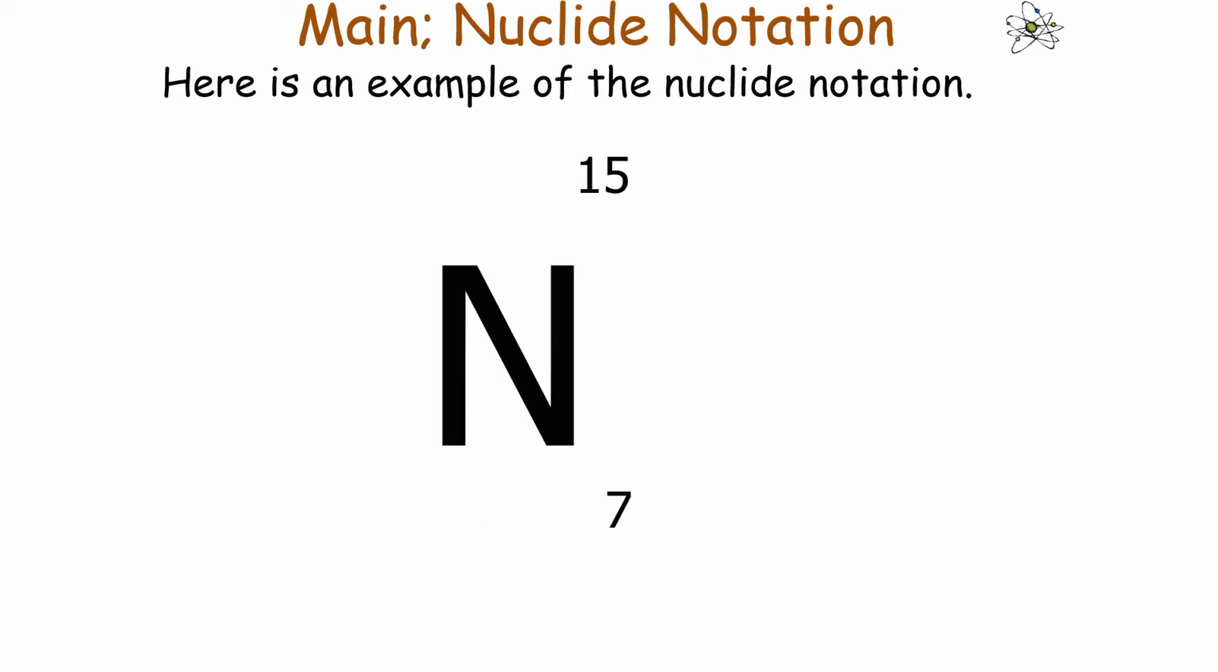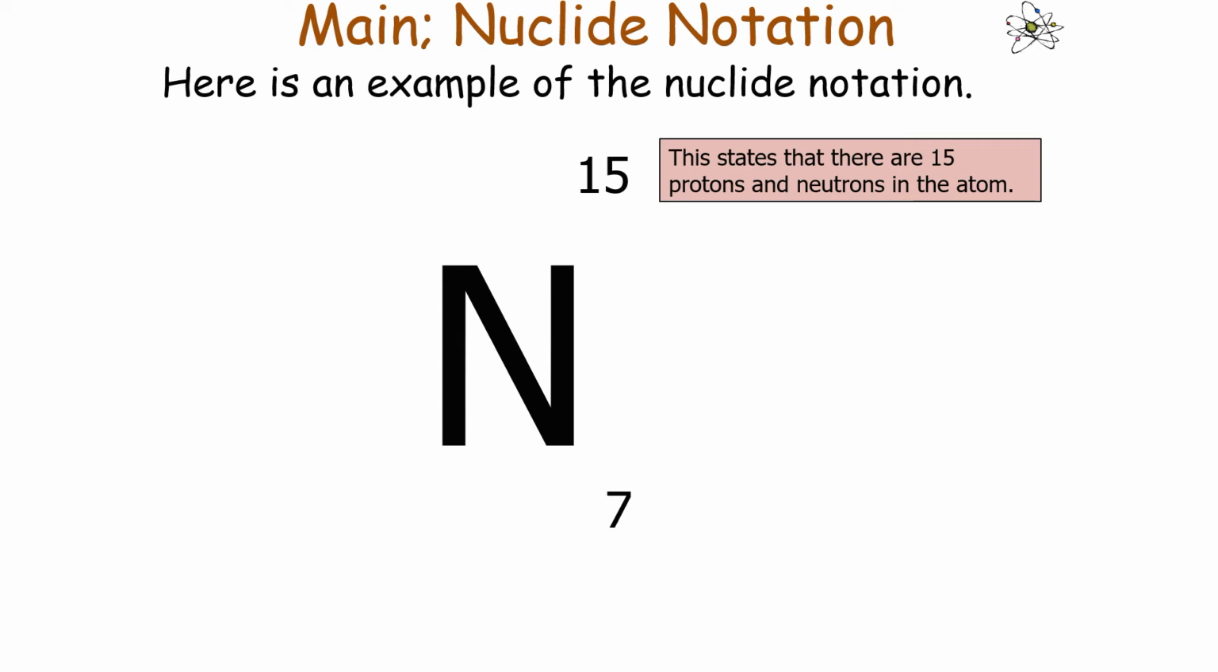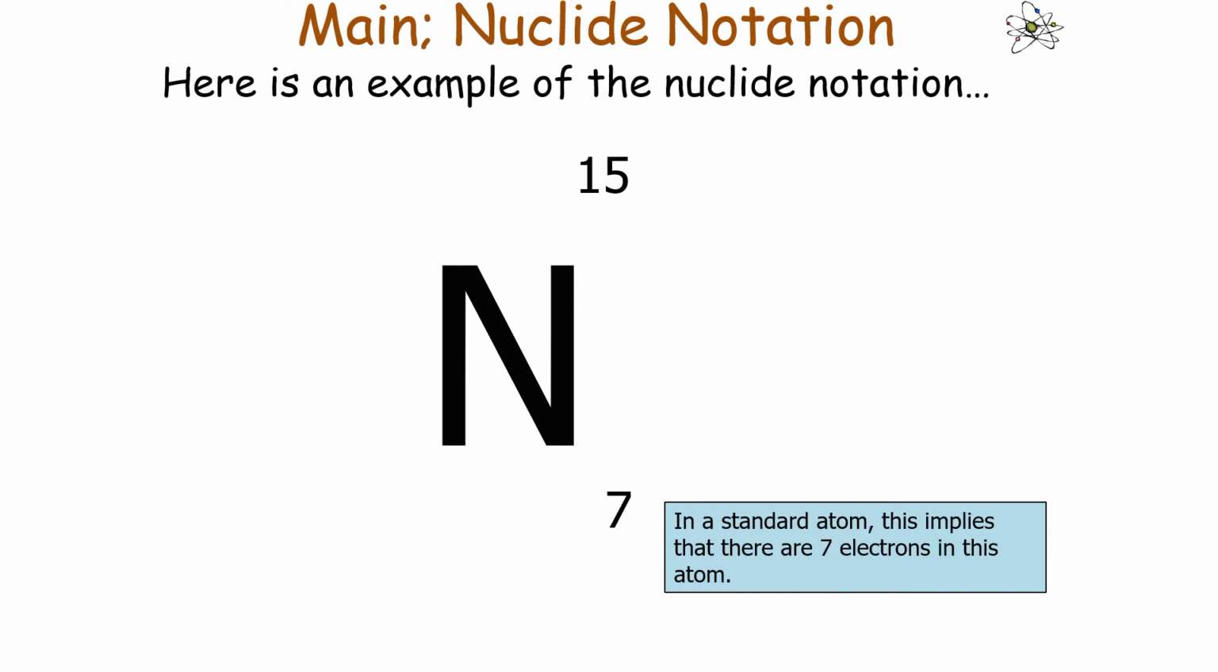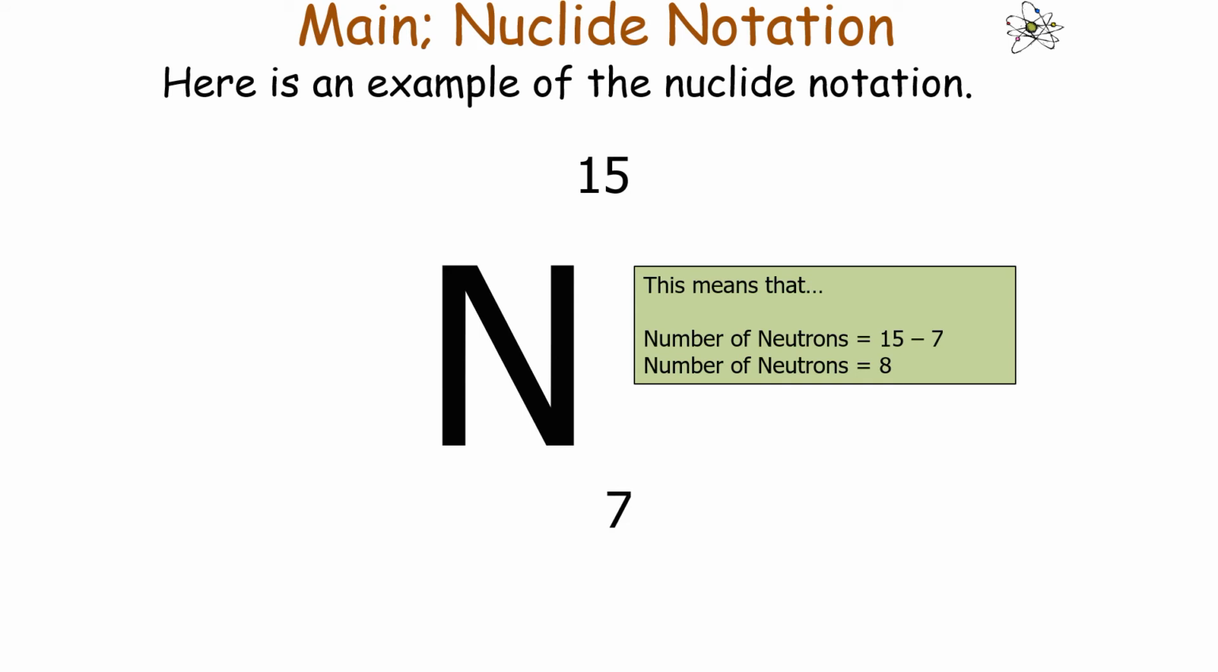So here's an example. What we've got here is there are 15 protons and neutrons in this nitrogen atom, there are 7 protons in this atom, and in the standard atom this implies that there are 7 electrons also in the atom. So this means the number of neutrons is 15 minus 7, which equals 8.